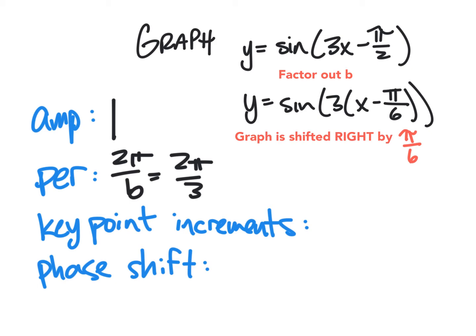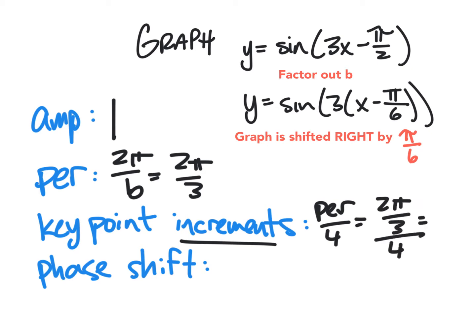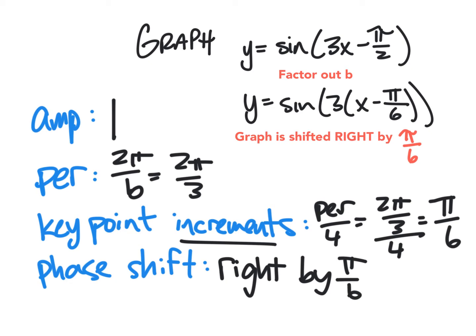And the key point increments, and the key word here is increments, because no longer are we actually going to hit these points because of the phase shift. But the key point increments come from the period divided by 4. So this would be 2 pi over 3 over 4, which is 2 pi over 12, or pi over 6. And the whole graph was shifted to the right by pi over 6. So now we're ready to graph.